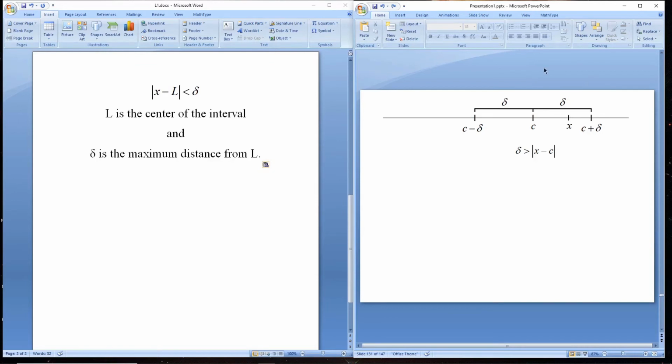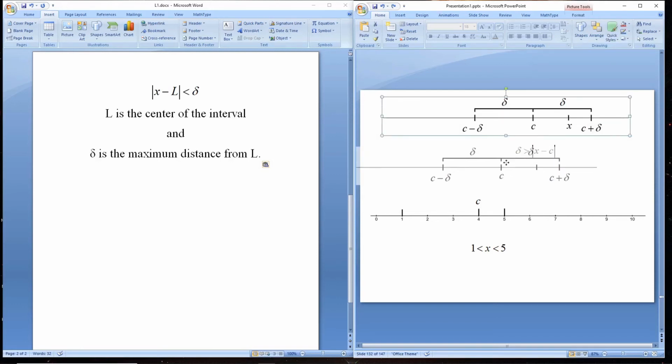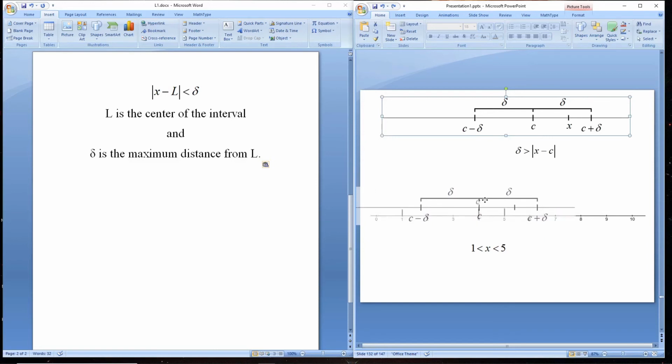Here again is our absolute value inequality expression for this interval. Again, x is somewhere in this interval. And now I'm going to give you an interval. So I'm just going to give you the interval 1 to 5, and I'm going to tell you the center point is 4. And now what you want to do is choose a delta that will squeeze this interval into this one. And you have to have the C's lined up.